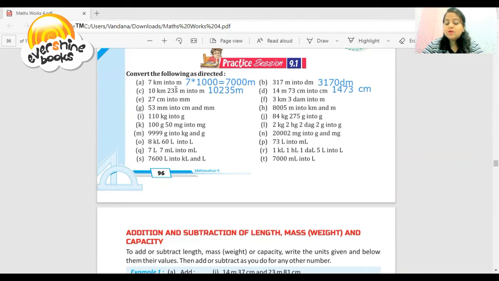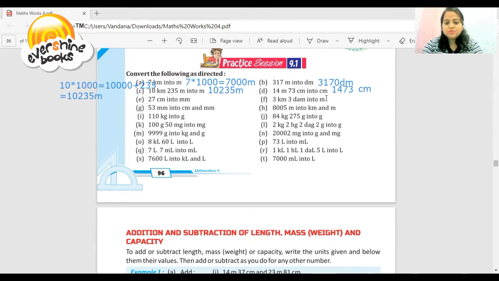So you have to do multiplication by 1000. 10 multiplied by 1000, here you will get the answer 10,000. Okay. Now after that you have to do the addition of 235. Then you will get 10,235 meter. Okay.